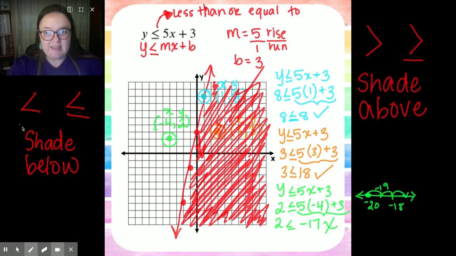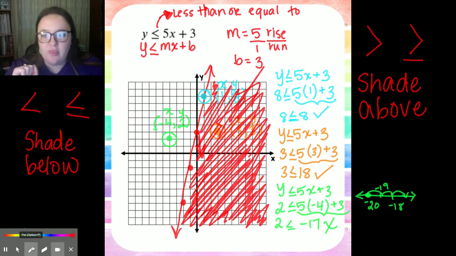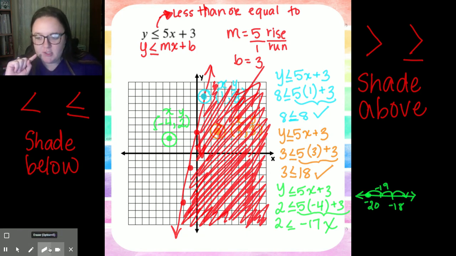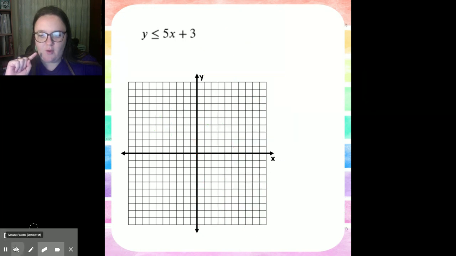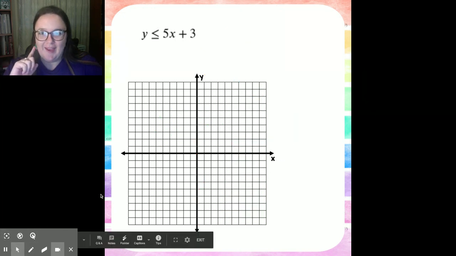So less than symbols, shade below. Greater than symbols, shade above, okay? And there's 2 more rules. So that was our first 2 rules for inequalities. There's 2 more rules, and we're going to talk about them on the next slide, okay? So we're going to do one more example together. I'm going to go ahead and switch our slide for us. Here we go. There it is.